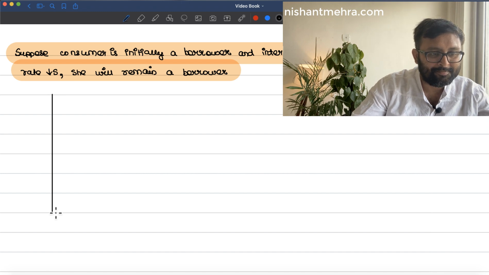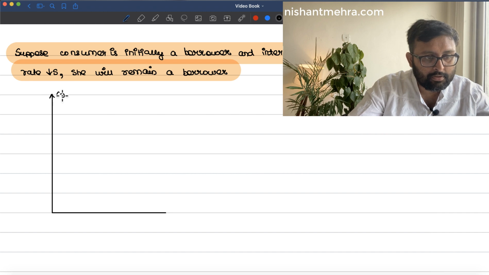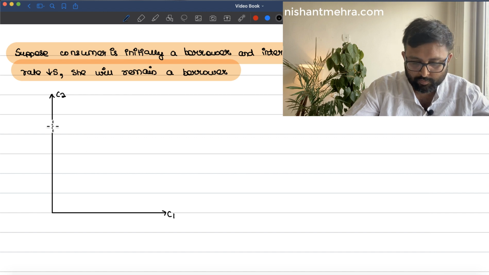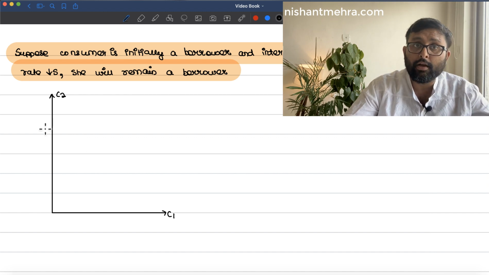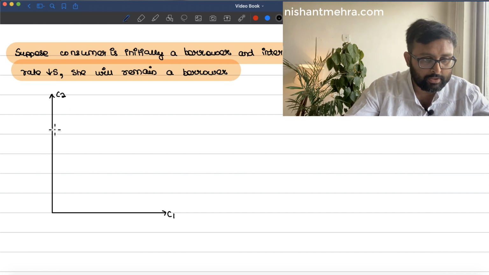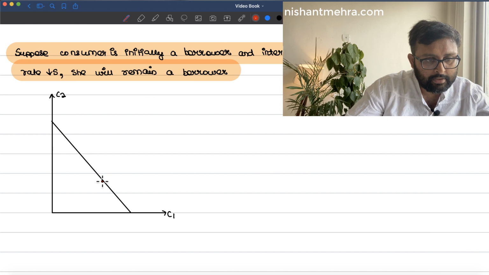He or she. I've written she and I'm saying he. So it is C2, C1. She was initially a borrower and she will still remain a borrower. It is like this. This is the initial budget constraint. This is the endowment which I have. This is M1. This is M2. And I am consuming here.